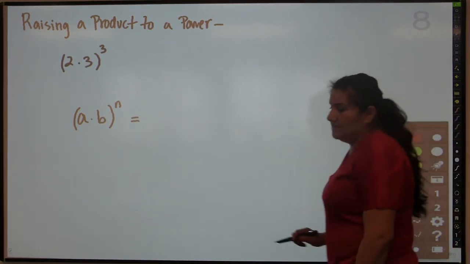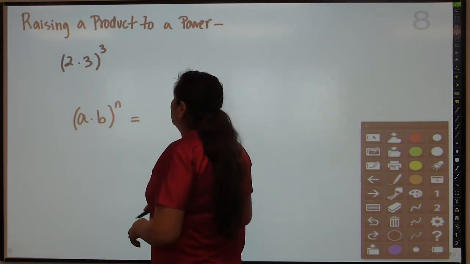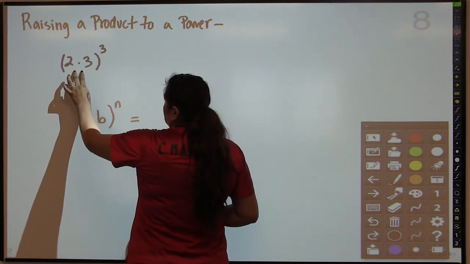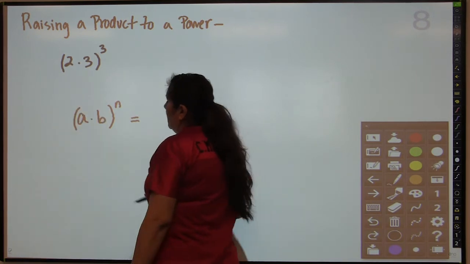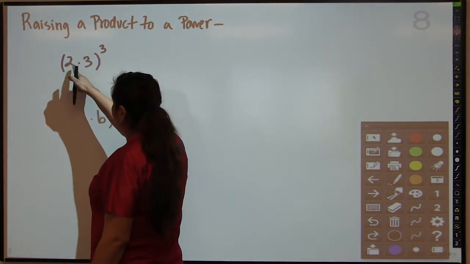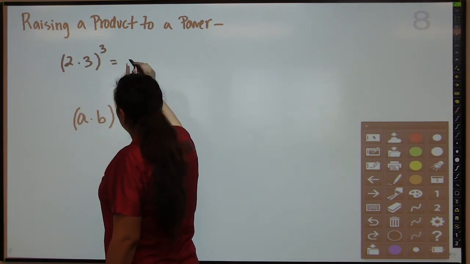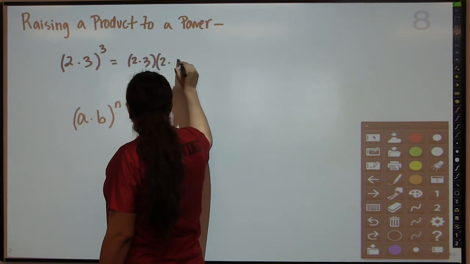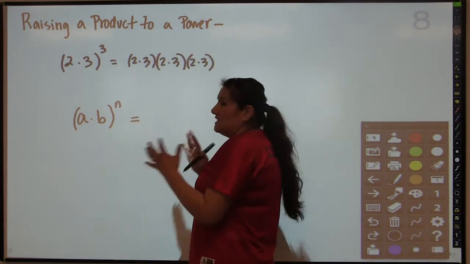So we're almost done here. We only have one more after this. And again, this is a product, so basically what that's saying is that inside the parentheses, you have a product. It could be 2 numbers, it could be a letter and a number, but you have 2 of these. You have these 2 numbers inside, and they're being multiplied. So again, 2 times 3 to the third power literally means 2 times 3 times 2 times 3 times 2 times 3. In other words, 2 times 3, 3 times.